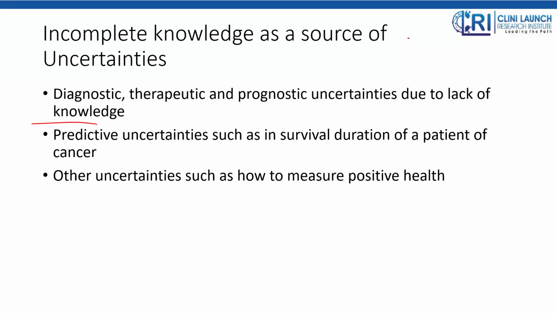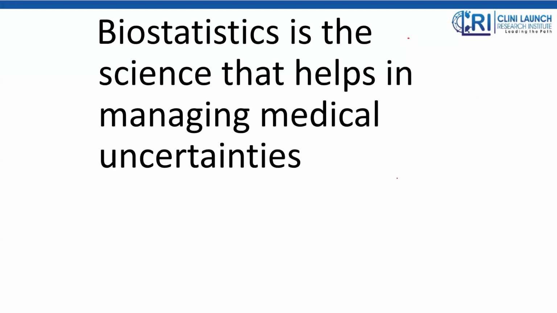There is a lot of uncertainty in the knowledge of the people, reports, and a lot of uncertainty in survival duration of the patient. Some people will die very early, especially in oncology trials. A lot of uncertainties are there. How to measure positive health also, like I said, rating scale. So in order to prove that, for non-parametric values, you need statistics. So biostatistics is a science that helps in managing all the medical uncertainties.